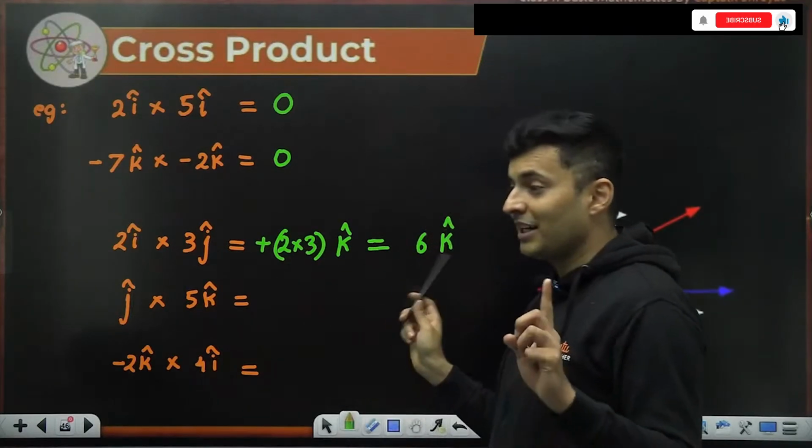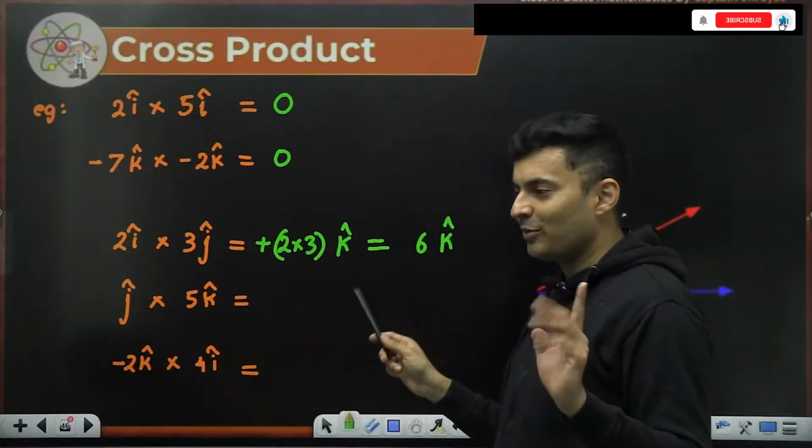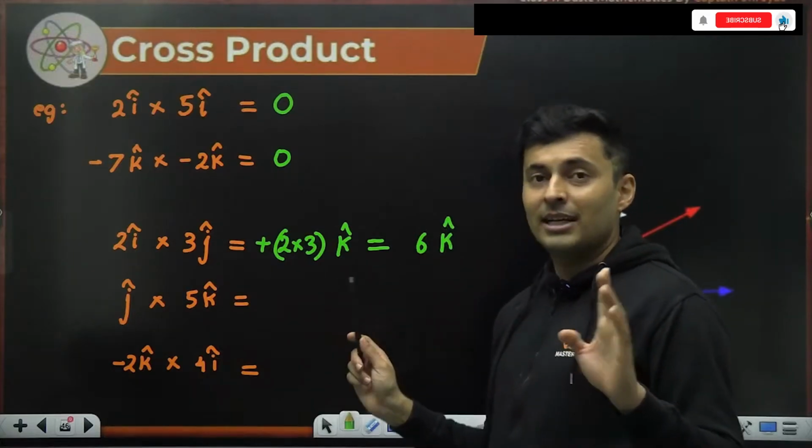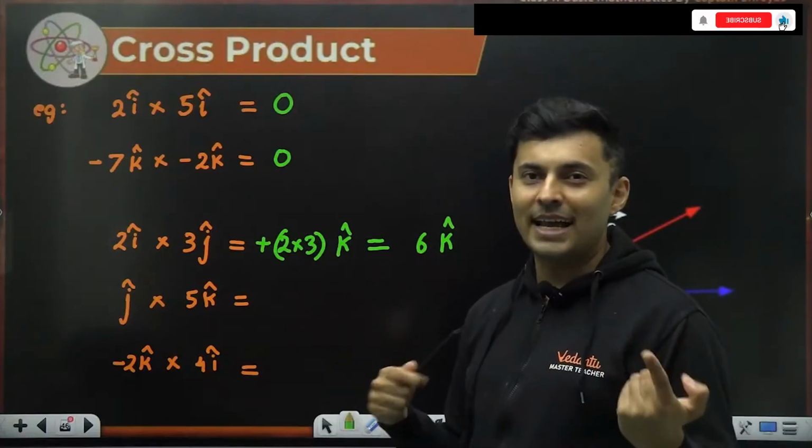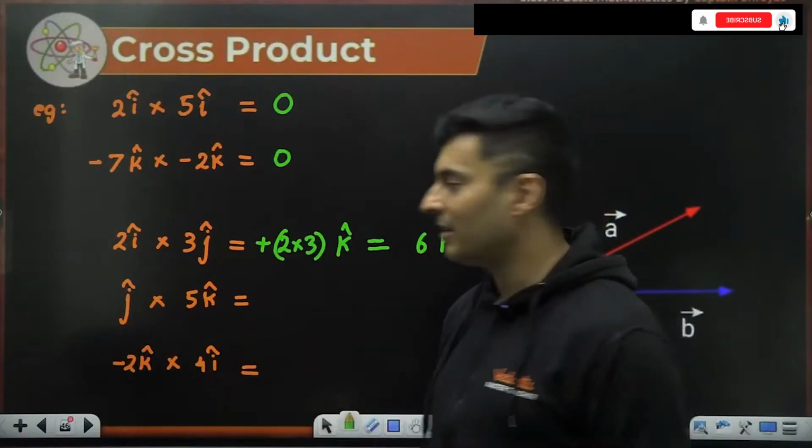A lot of students are forgetting to write k cap or j cap. So be careful. Magnitude is one thing. That is okay till dot product, which is a scalar. This is a vector, so you need to give the direction also. Okay, the outcome is a vector.